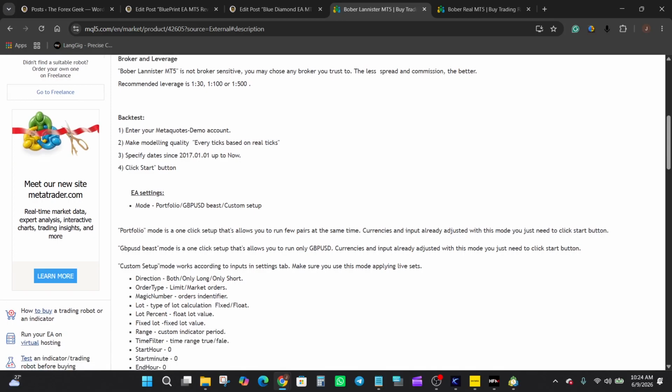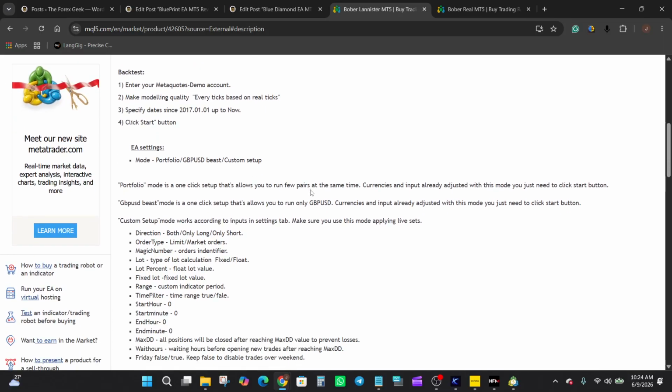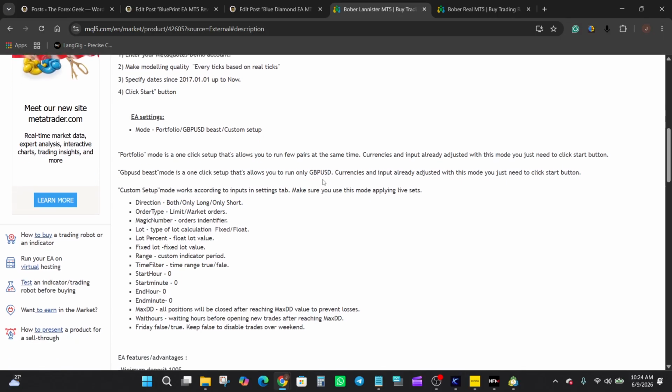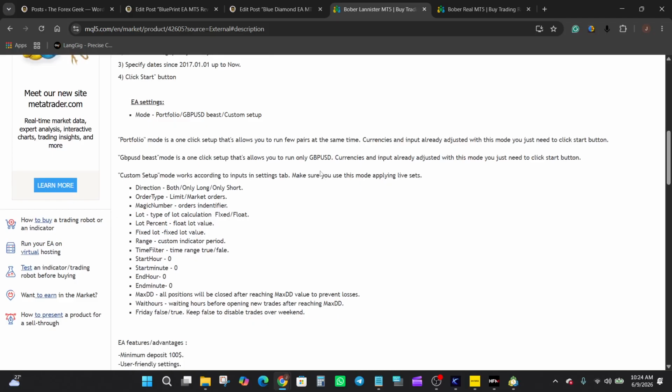Looking at the settings section, the EA offers several operating modes. There is a portfolio mode that allows multiple pairs to be traded using pre-configured inputs, a GBP USD beast mode focused specifically on GBP USD, and a custom setup mode that lets users apply their own settings or live configuration files. The flexibility continues with direction controls, where traders can choose to allow both long and short positions or restrict trading to a single direction.